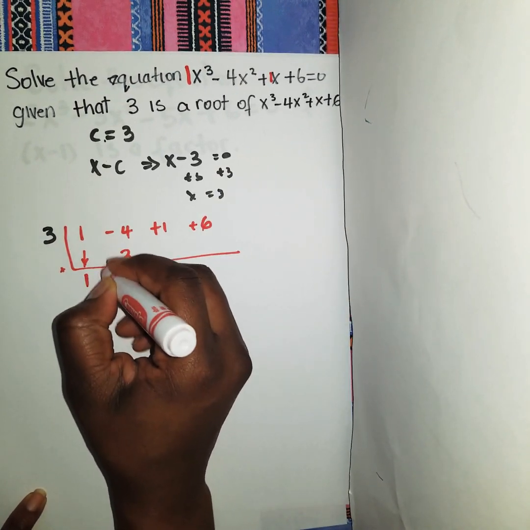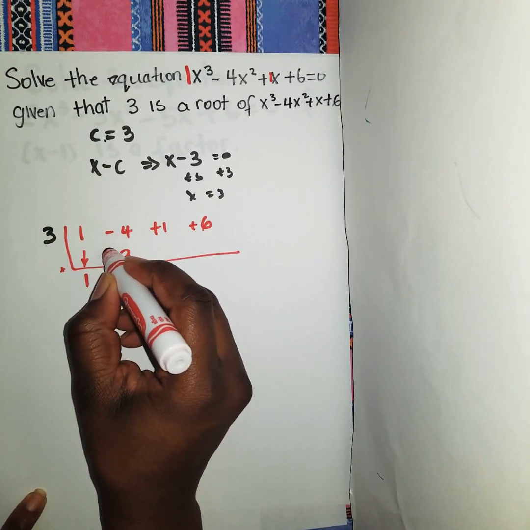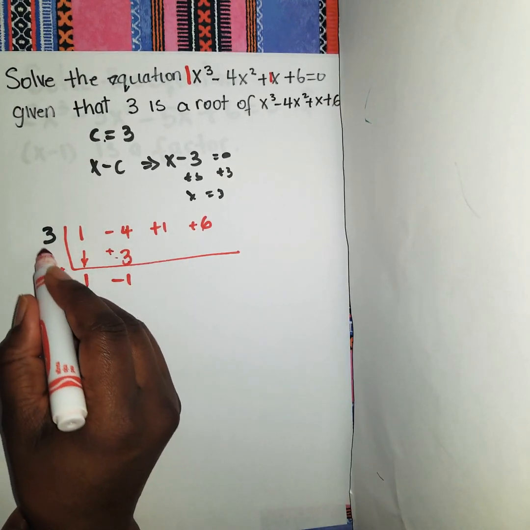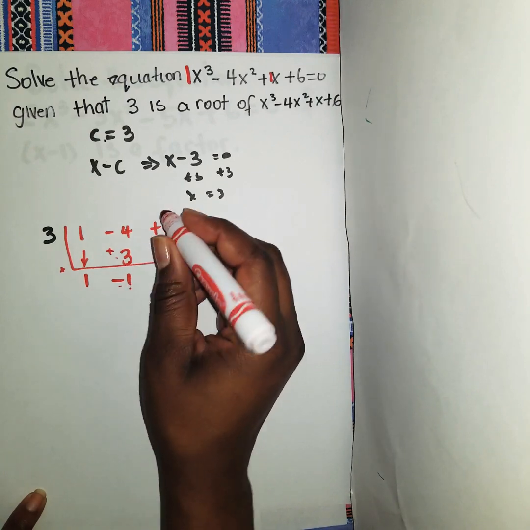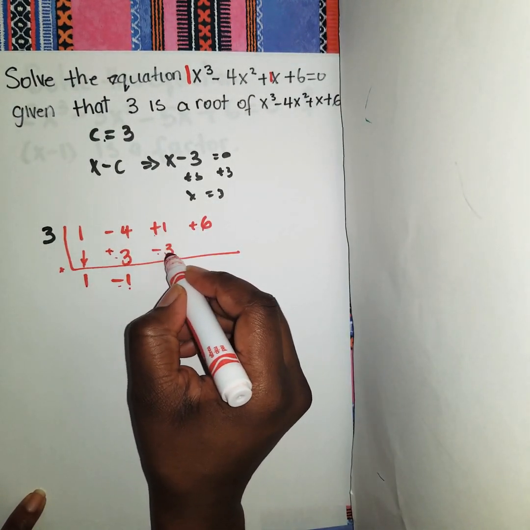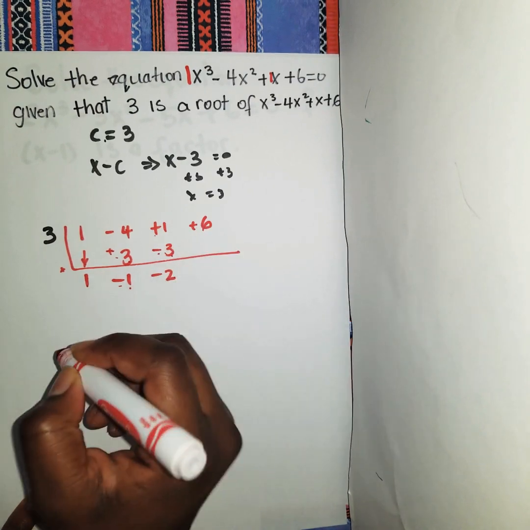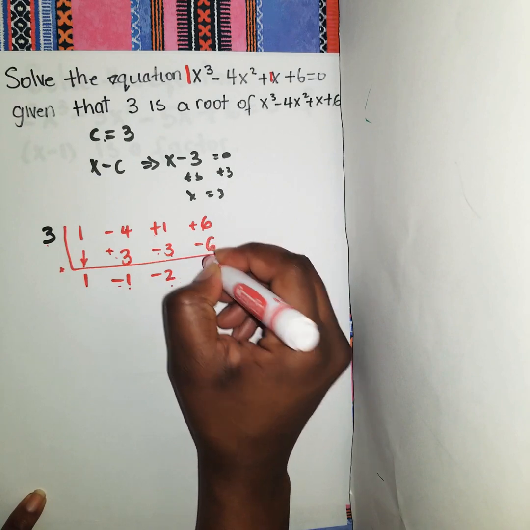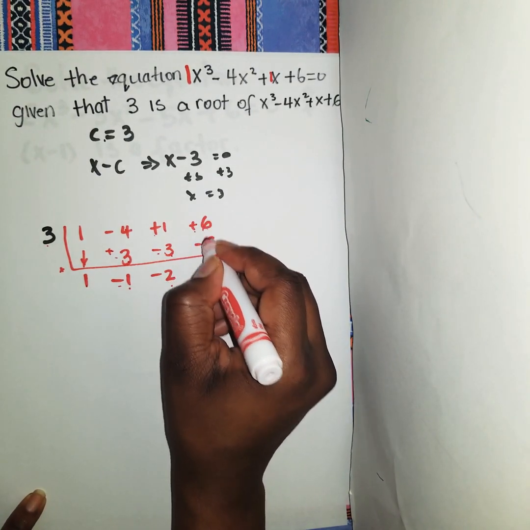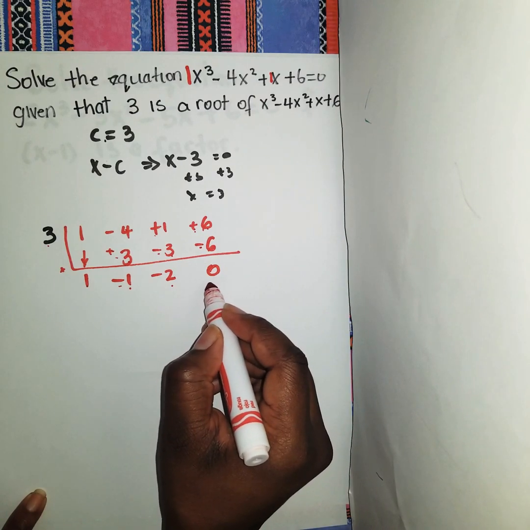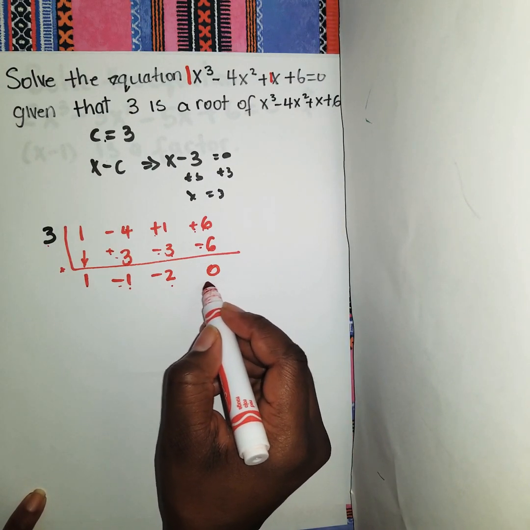And here you do addition. So it's negative 4 plus 3 to give us a negative 1. Let's multiply again. So 3 times negative 1 is a negative 3. Positive 1 subtract 3 is a negative 2. 3 times a negative 2 is a negative 6. Positive 6 subtract 6 is 0. And so once the nth number here is 0, we know that it is a factor.